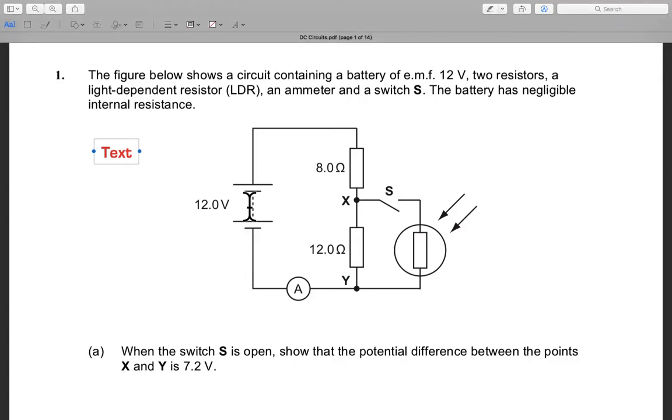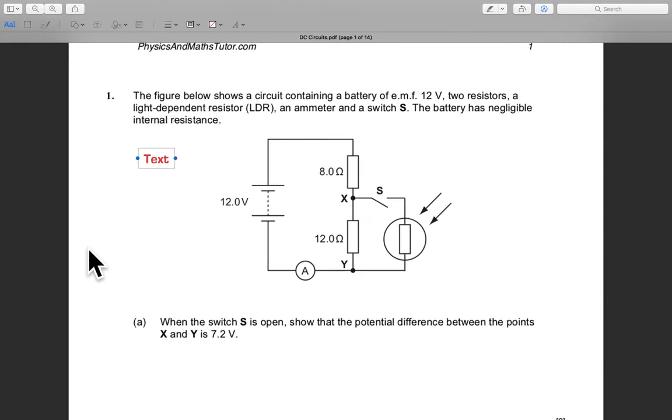The figure below shows a circuit containing a battery with EMF 12 volt, two resistors, a light dependent resistor LDR, a meter and a switch S. The battery has negligible internal resistance. Okay, let's see the question here.